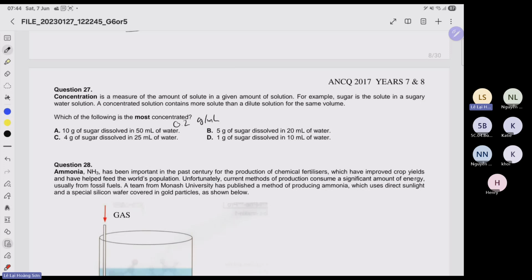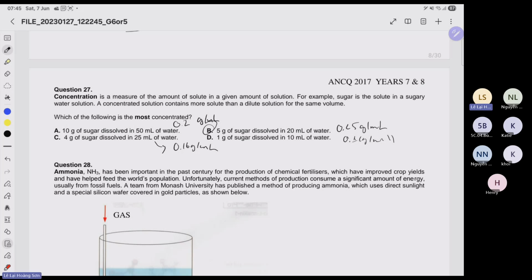4 divided by 25 is going to give you 0.16 grams per milliliter. This is the concentration of solution C. Do the same thing for B and D. 5 divided by 20 is 0.25 grams per milliliter, and 1 divided by 10 is going to give you 0.1 grams per milliliter. So the most concentrated solution is B, right?